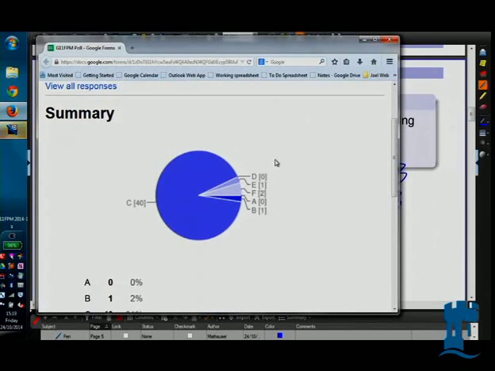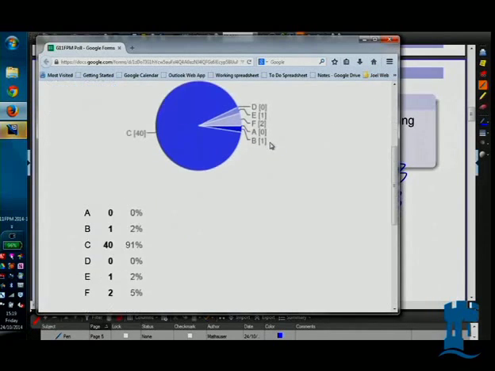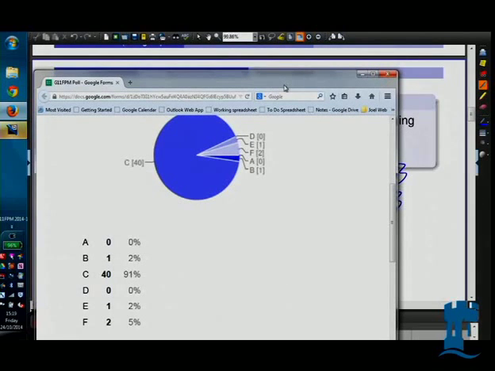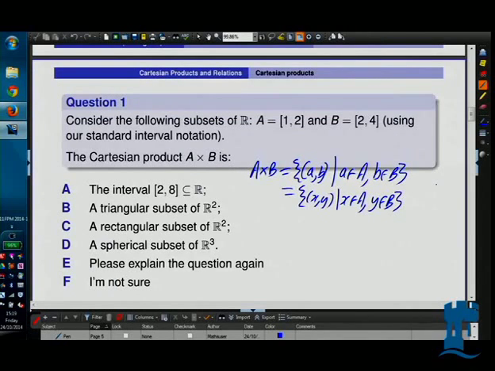44 responses with a big majority for C. Let me just go through it and that will hopefully clear up what's going on. Okay, so C is correct. And as usual, it's a question of figuring out the definition. We just carry on here.